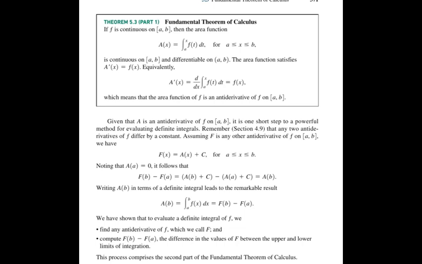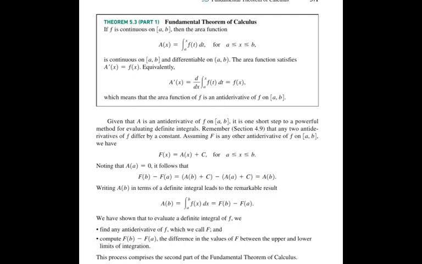Any two antiderivatives of f differ by a constant. Okay, assume F is any other antiderivative. We have that the antiderivative F is going to be the area function plus some constant, right? Noting that A of a equals 0, it follows that F of b minus F of a is going to be A of b plus some constant minus A of a plus some constant. If you distribute the negatives, the C's should cancel. So this, by definition, is just going to be A of b, right?